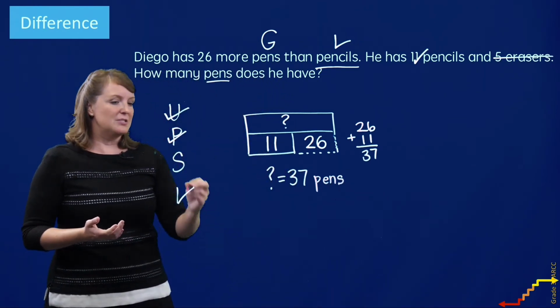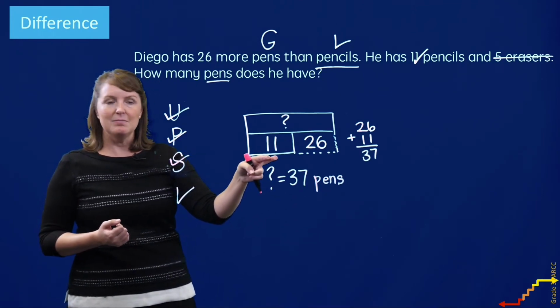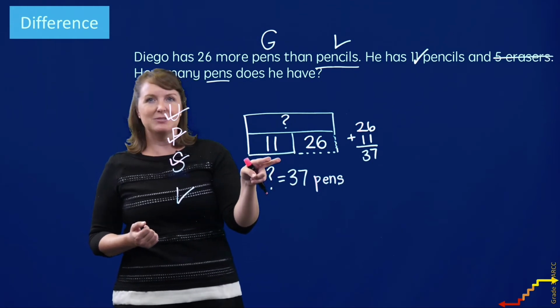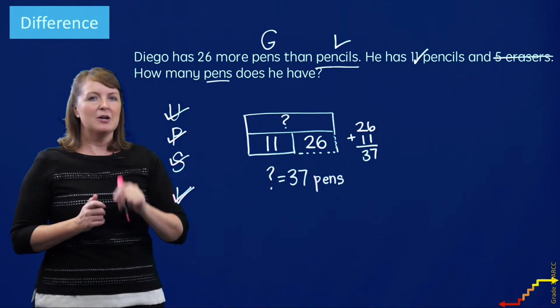Now, how can we check this work? First, I solved the problem. How can we check it? We could do 37 minus 11, make sure that equals 26. We could do 37 minus 26, make sure that equals 11. Lots of different ways to check our work, but we just want to always make sure that we have checked our work.